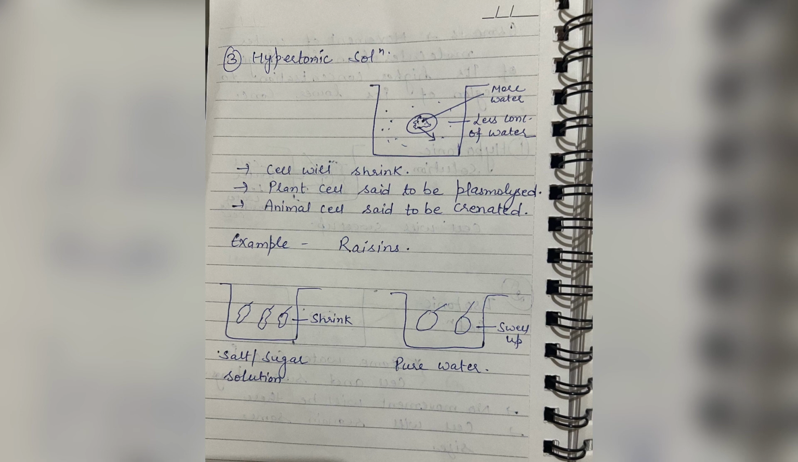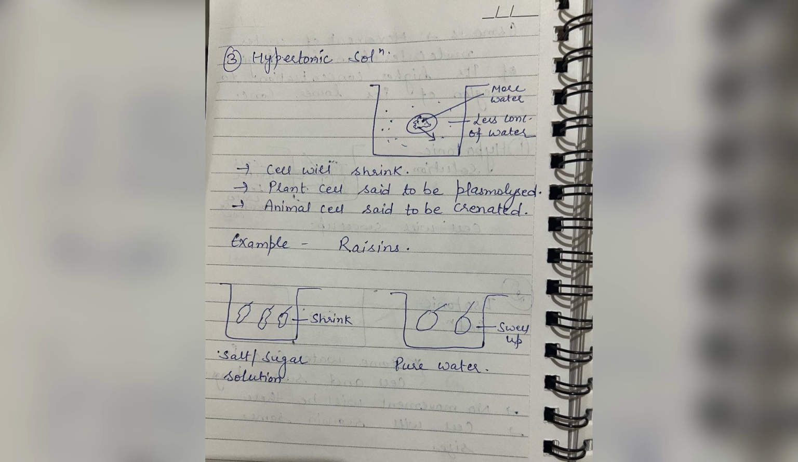If this happens in a plant cell, it is known as plasmolysis, and if it happens in an animal cell, it is known as crenation. So one more example we can give to explain how osmosis happens and how it works is raisins, which we usually use at our home for cooking and for eating purposes.